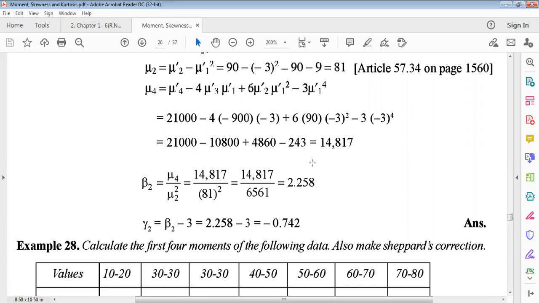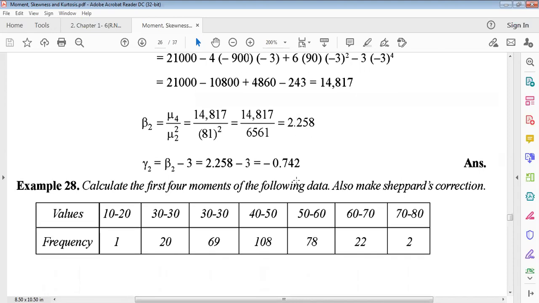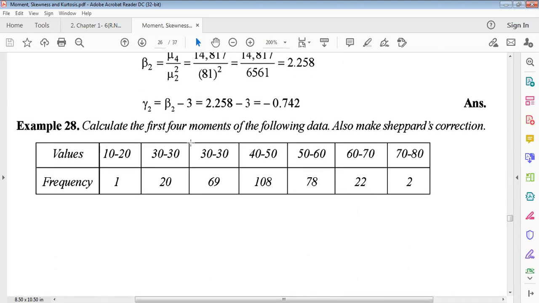It will be platykurtic, and gamma 2 will be negative. So in this case, we can say that the kurtosis will be negatively skewed, and the kurtosis will be what? Platykurtic. Okay.